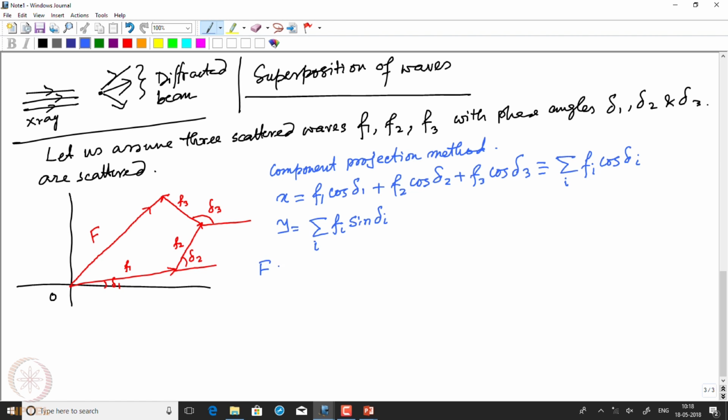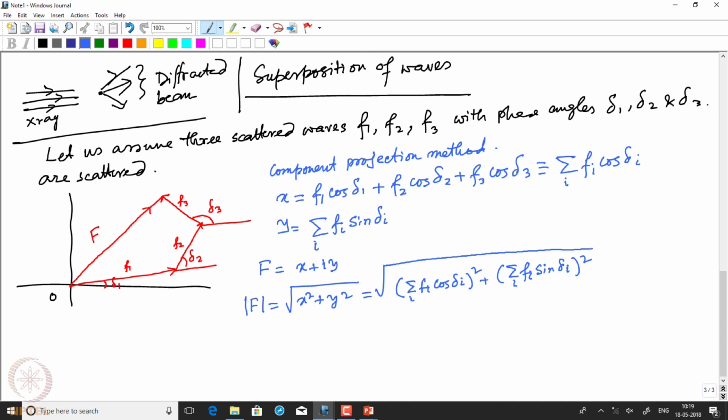Whereas f equal to x plus iy. So, modulus of f is nothing but square root of x square plus y square, which is now equal to the square root of sum over i Fi cos delta i whole square plus sum over i Fi sin delta i whole square.